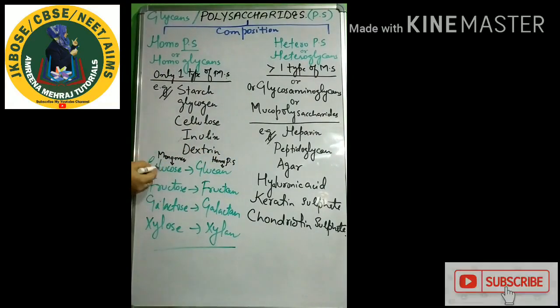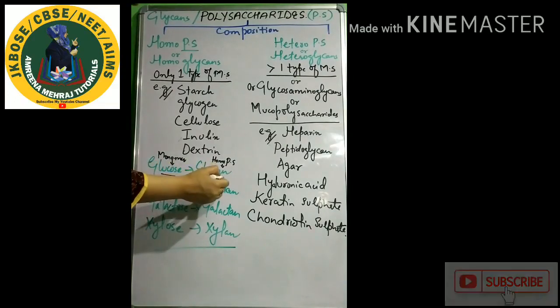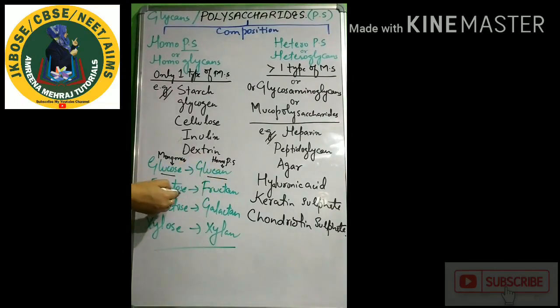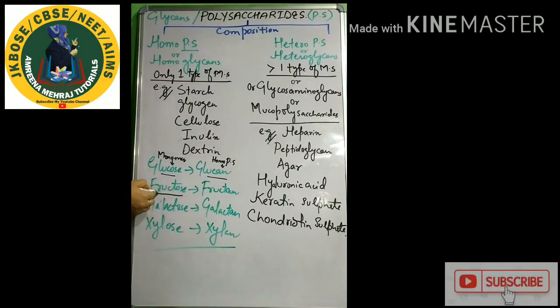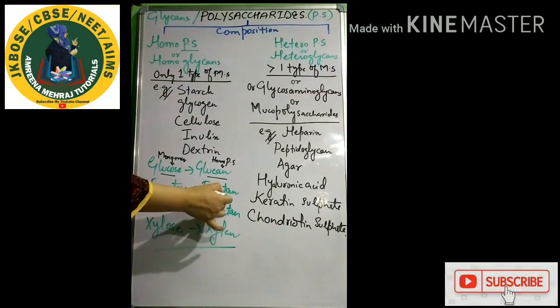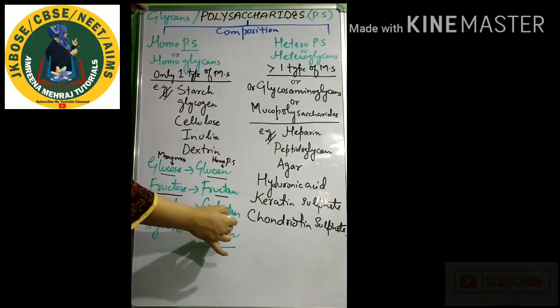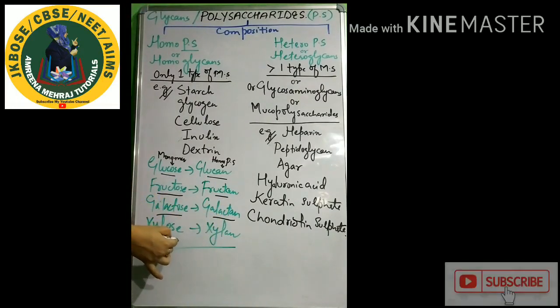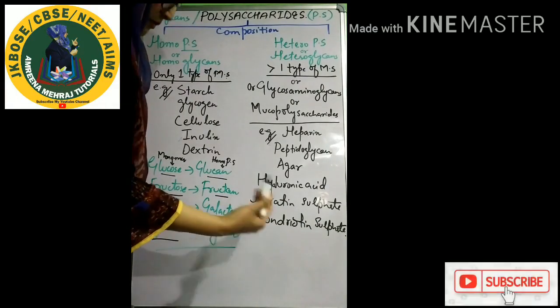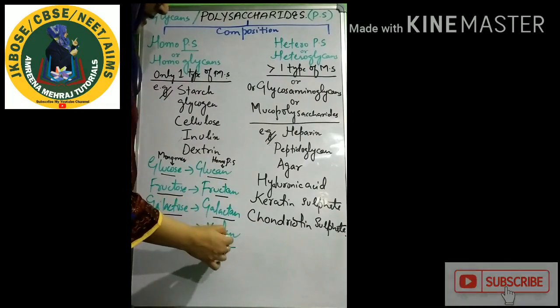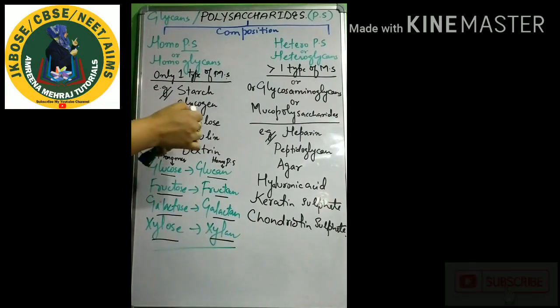Very simple. If the monomer is glucose, the name for the homopolysaccharide is glucan. If the monosaccharide is fructose, the name is fructan. If the monomer is galactose, the name for the homopolysaccharide is galactan. If the monomer is xylose, the name for the homopolysaccharide is xylan. So this is also very informative.